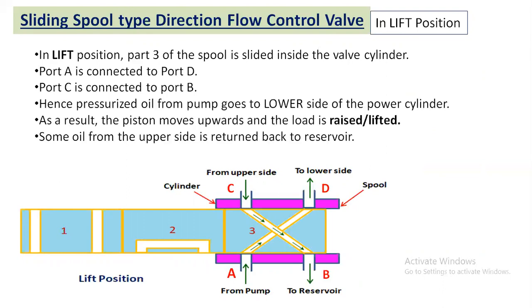Then in lift position, now we slide the spool towards left, and part 3 is connected to the ports of the cylinder. So port A is connected to port D and port C is connected to port B. Now the pressurized oil from the pump goes to the lower side of the piston and the piston is raised. And the oil from the upper side, which is displaced by the piston, goes back to the reservoir through this traction control valve.